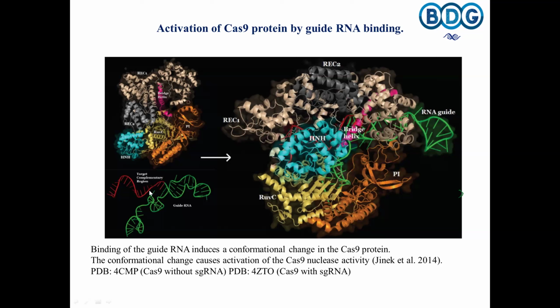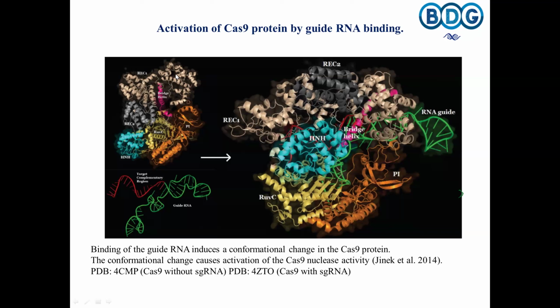You can see that the guide RNA is here. The target complementary region is shown here in the red color. This is one single piece of RNA, the guide RNA, and now you can see the protein. A lot of helices are there, right? Different domains of the protein have different colors, just for understanding. This orange one is the PAM interacting domain. The blue one and the yellow one are the nuclease domains, right?